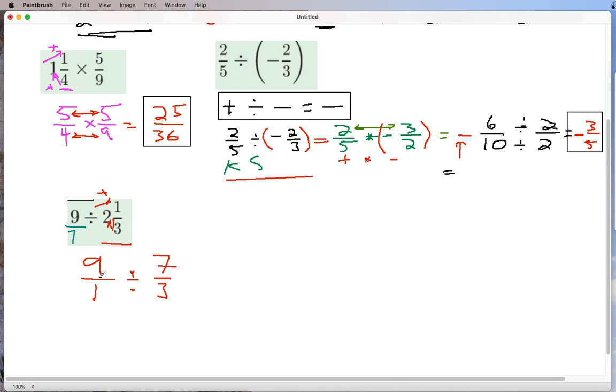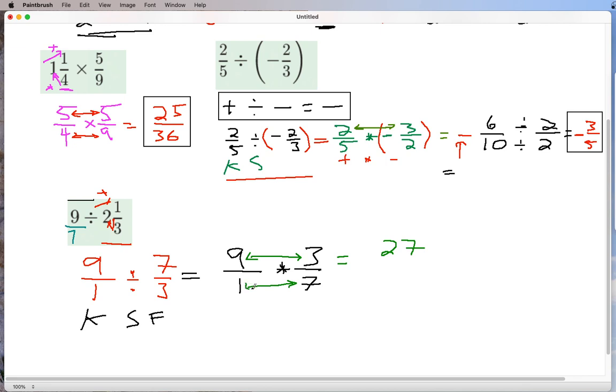All right. So now look at what I got, a fraction divided by a fraction. There's no whole pieces, which makes it a lot easier for us to work with. Okay. Now I'm going to do my keep, switch, flip. I'm going to keep 9 over 1. I'm going to switch my sign to multiplication, and I'm going to flip 7 over 3 to 3 over 7. And now it makes it much easier to multiply. We're going to multiply the top, which is the numerator, with each other. So 9 times 3 is 27. And then I can multiply the bottom, which is 1 times 7, which is 7 here.